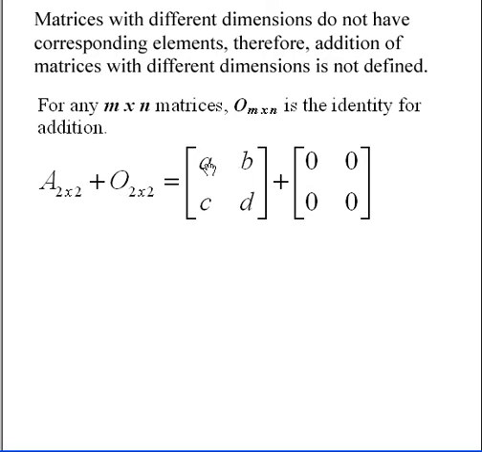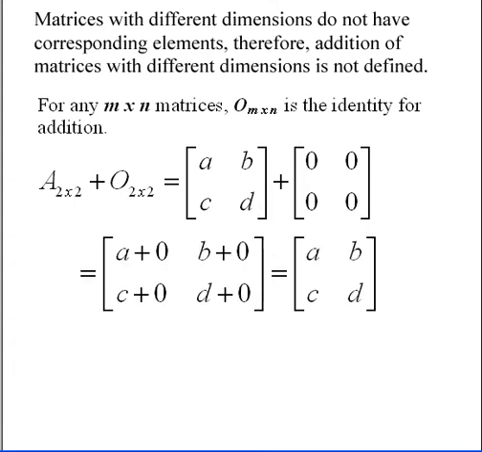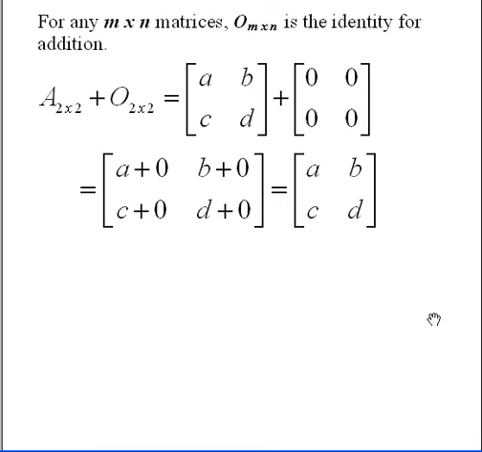So we want to take the matrix A, B, C, D, add it to the 0 matrix 0, 0, 0, 0. And so we add the elements in each corresponding position: A plus 0, B plus 0, C plus 0, D plus 0. And of course, adding 0 to each element is not going to change it. So A plus 0 is A, B plus 0 is B, C plus 0 is still C, D plus 0 is still D, and therefore we have the additive identity. So just like adding 0 to any number, that number does not change. Same thing is true for adding a 0 matrix to any other matrix.